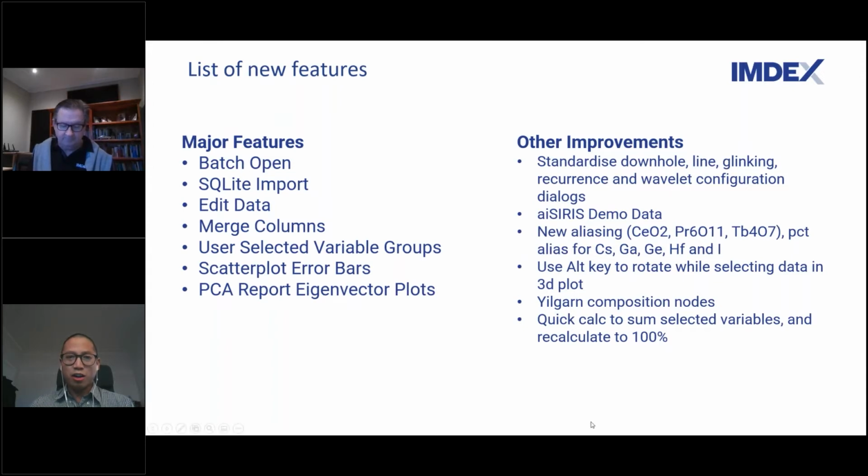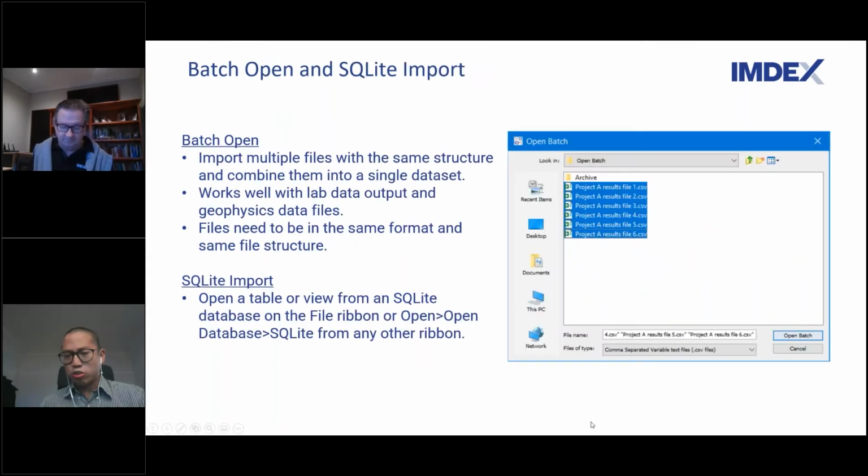So batch open is a feature that we've added in this release. So I thought I'll start with that. That's a way for you to bring in multiple files with the same structure and combine them into a single data set. So if you've used the append tool before in ioGAS, it kind of works like that, but you're basically appending them all during import all at the same time.